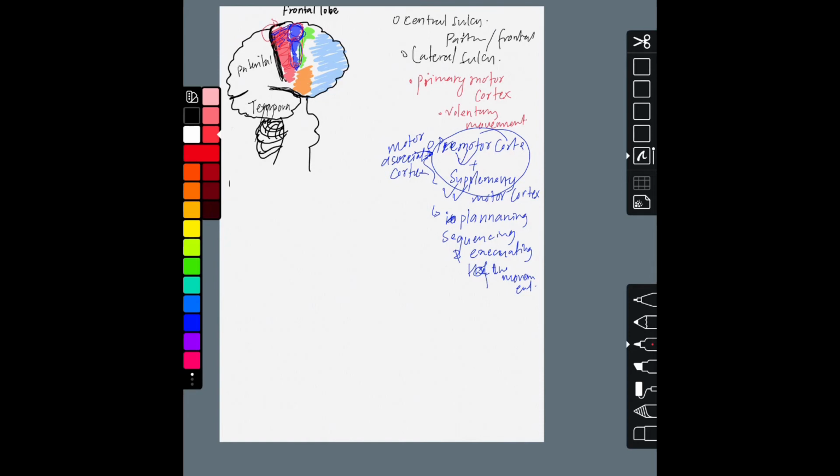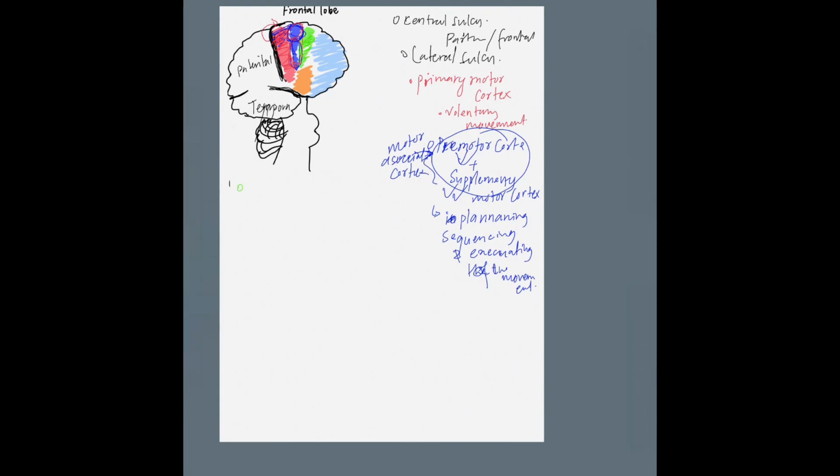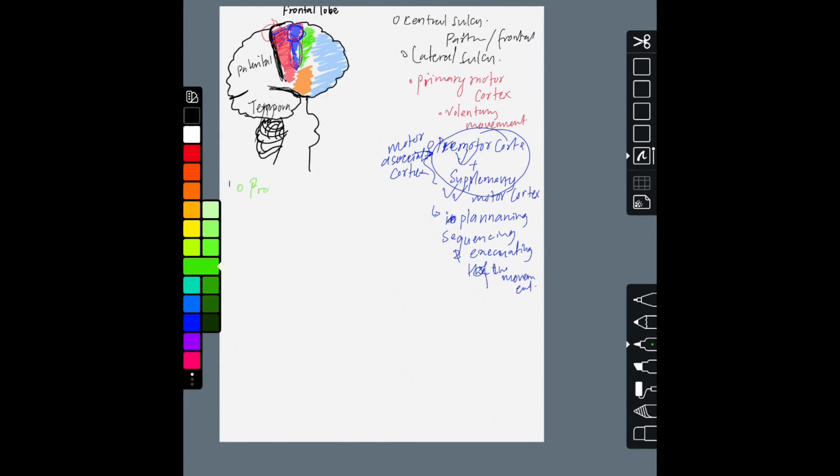Now the third portion, this somewhat green color, is the frontal eye field. So this frontal eye field is for the rapid voluntary eye movement. Or we can say it is involved in voluntary rapid eye movement. Now this is also done.